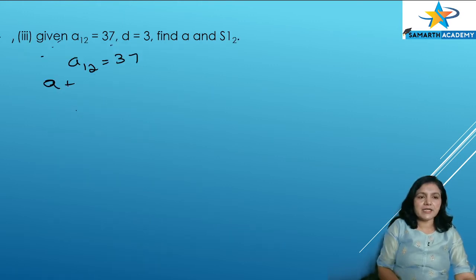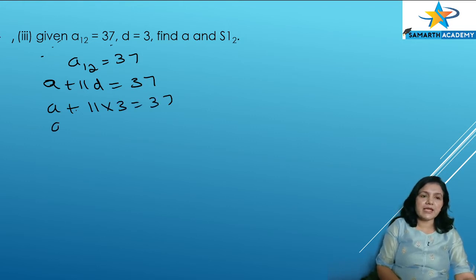Plus 11d equal to 37. Put the value of d over here. So a plus 11 into 3 equal to 37. a equal to 37. Send 11 into 3, 33 that side. We get 37 minus 33 is 4. So a we got as 4.